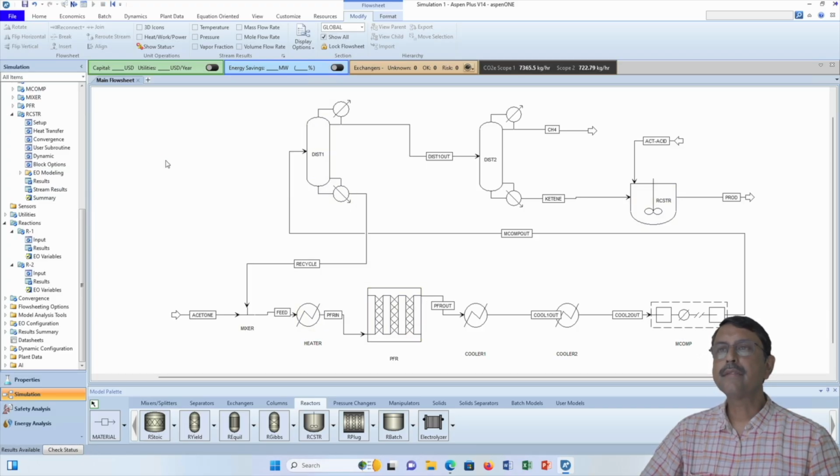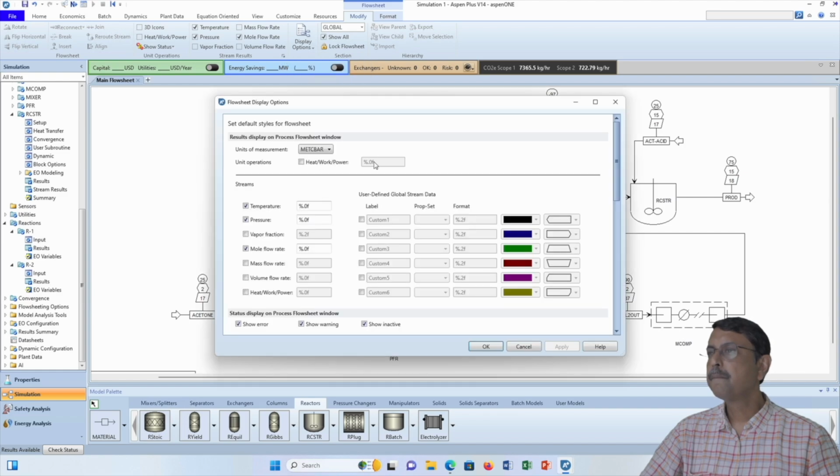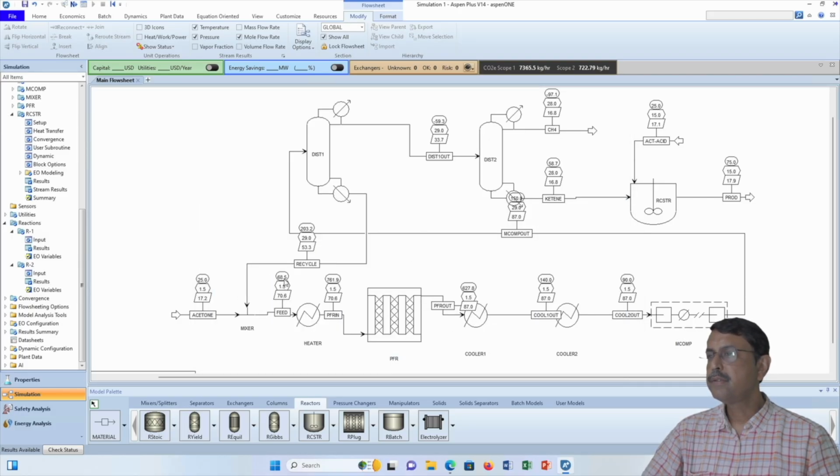Yeah. So the results are available. Okay. So results are available. We can just check the temperature, pressure, and the molar flow rate. You can see the acetone. We can change the display so we take one digit after the decimal point. Okay. So it is 68.5. So the fired heater is heating the feed from 68.5 to 761.9.